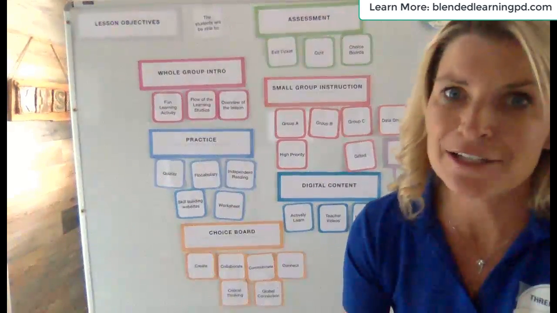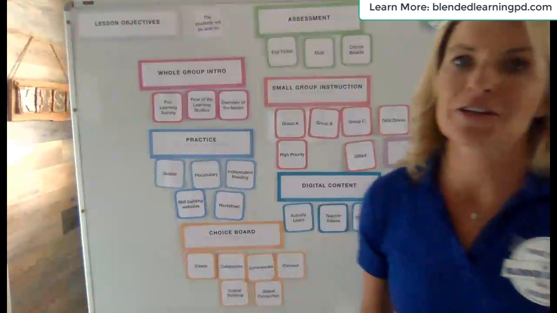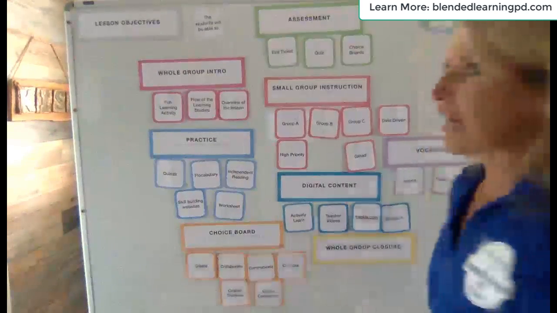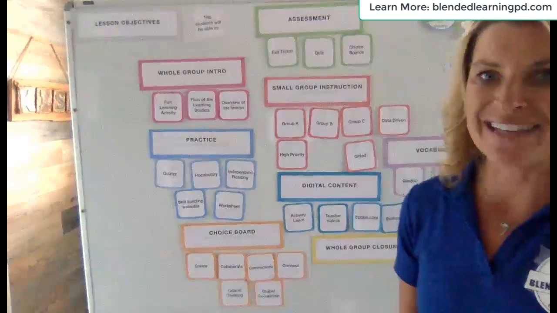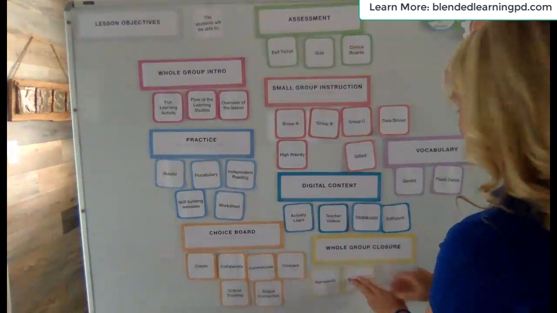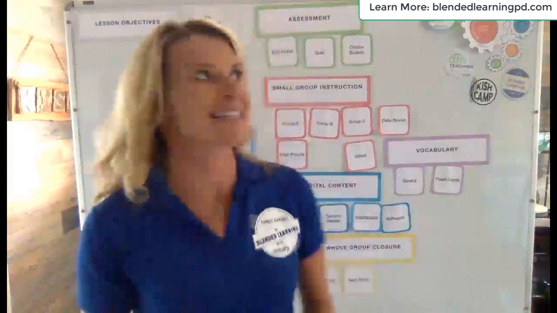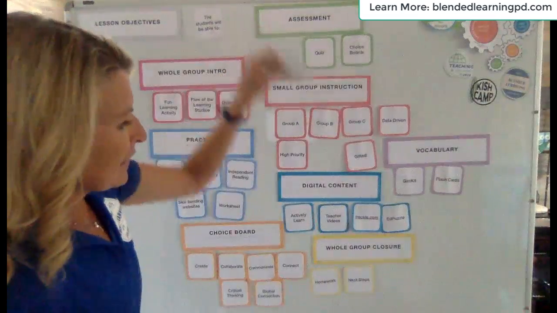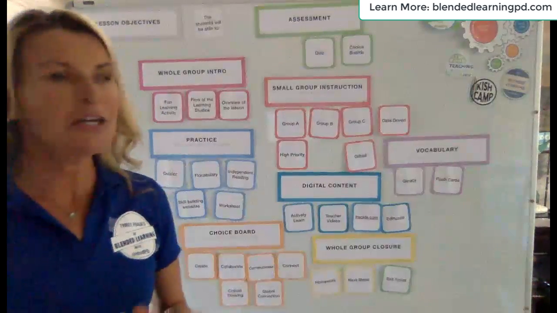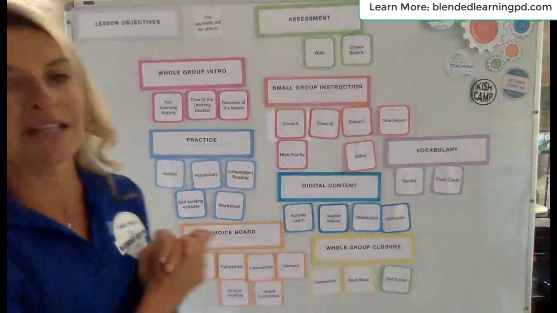Finally, the last thing that you need to do when you're implementing blended learning is think about a closure. How are you going to bring everything together? How do you bring that whole group together to round out your lesson? Maybe you're going to talk about their homework. Maybe you're going to do next steps. Maybe even you're going to do an exit ticket. So maybe my exit ticket and my assessment is going to be part of my whole group closure. So this is how I would lesson plan out my lesson.